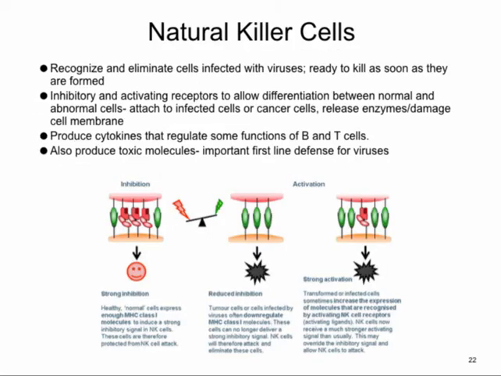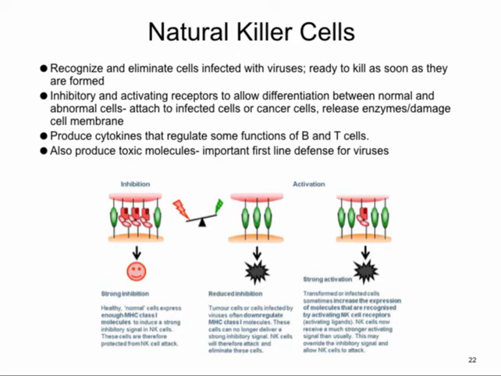You also have natural killer cells. Essentially what these do is recognize and eliminate cells infected with viruses. So these are ready to attack once they're formed. It can recognize these pathogens versus your own normal self cell, because obviously, we don't want the innate immune system to go haywire and attack normal cells. So in this case, it can recognize that it's non-self and kill these cells, whether it's an infection or a cancer cell.